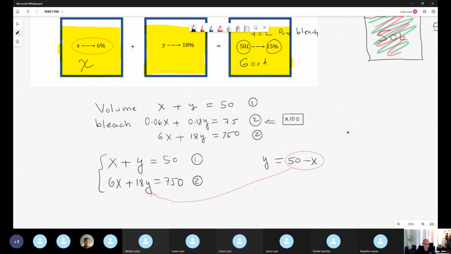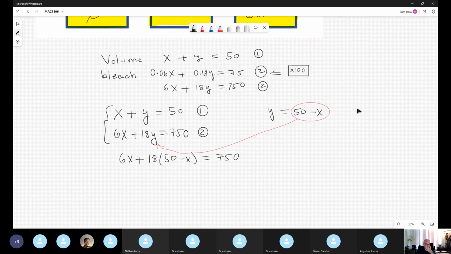And you have now 6x plus 18 parentheses 50 minus x equals 750. And this is my new equation. Let's do it. Easy. This is algebra. Multiplication. Distribute the property. 18 times 50. Put in a calculator. 18 times 50. 918. 6x plus 918 minus 18x equals 750.